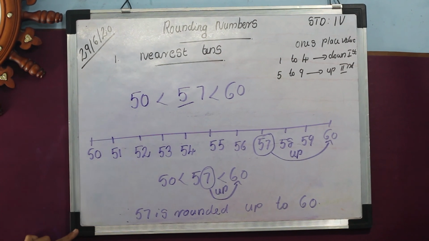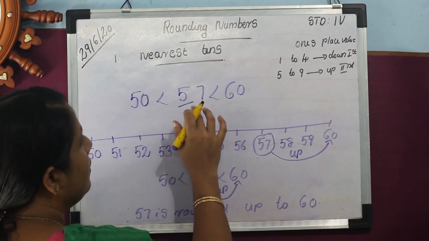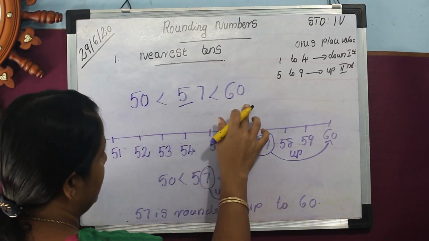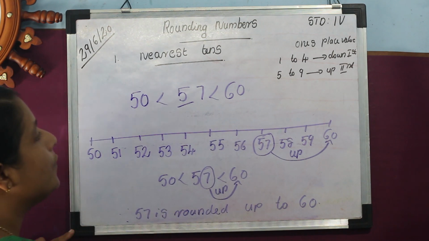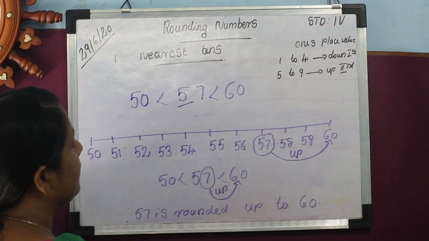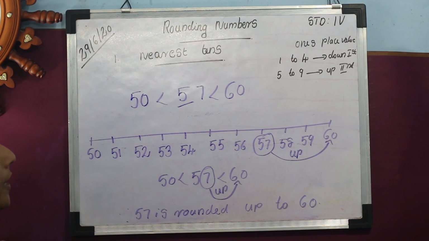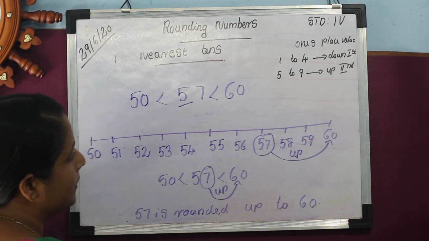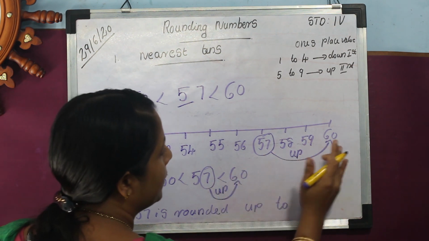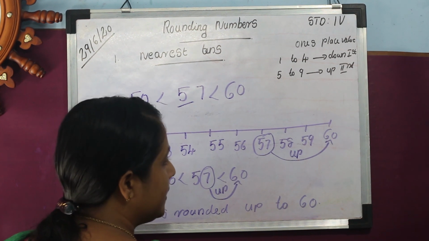Once more consider the number 57. Then take the tens place value, that is 5. Then write 5 and put 0. Then 50 plus 10 equals 60. Then write 60 here. Therefore 57 lies between the numbers 50 and 60. Then we draw the number line, with starting number 50 and ending number 60. Then write the middle number 55 and mark all the numbers. Here our number is 57. 57 is very close to the number 60. So we identify that 57 is rounded up to the number 60.